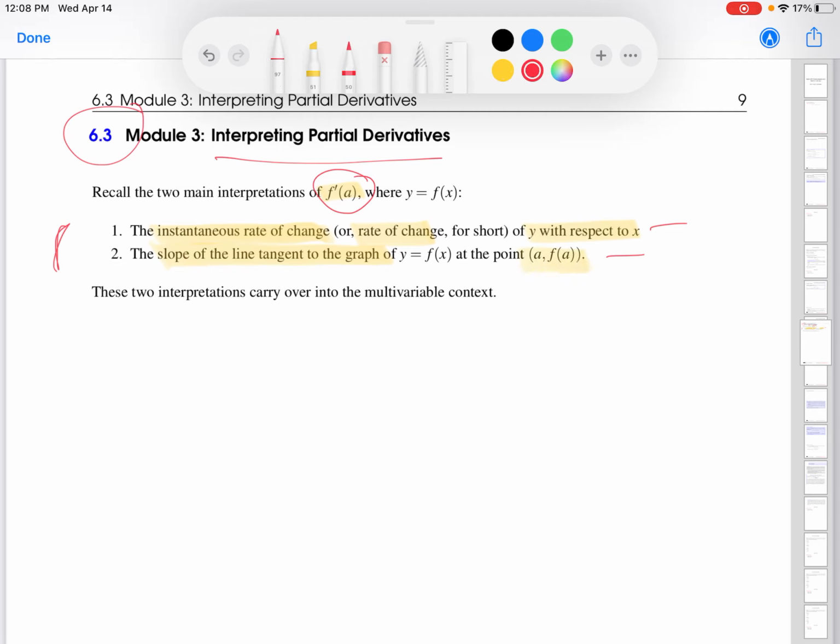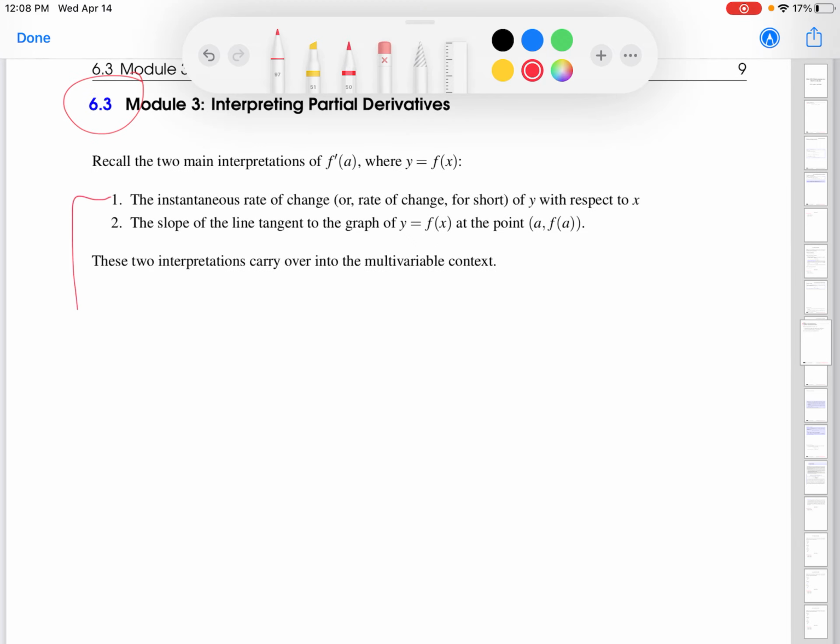So these are two interpretations that we know from the single variable calculus courses you've taken of the derivative f prime of a. These carry over into the multivariable context. So what I want to show you in this page is how that works, and then on the next page we'll do an example and we'll visualize this. First thing I want to do is show you how the first interpretation carries over.